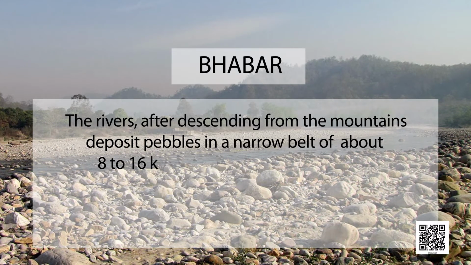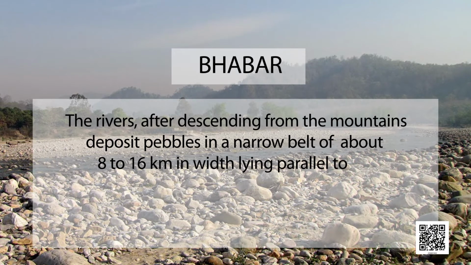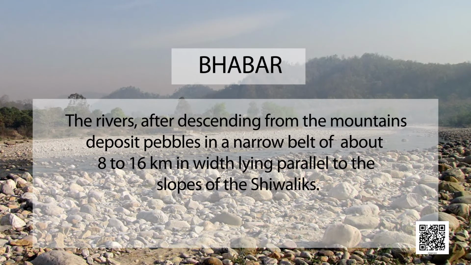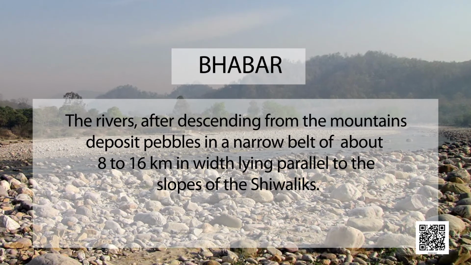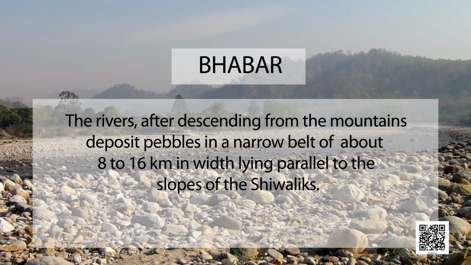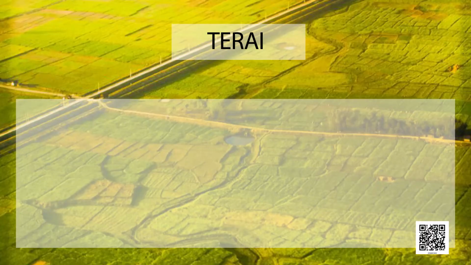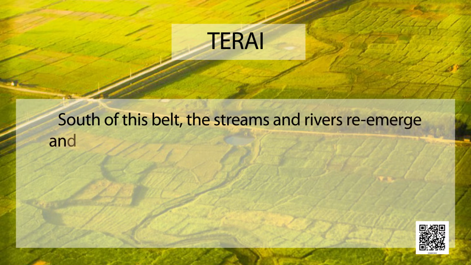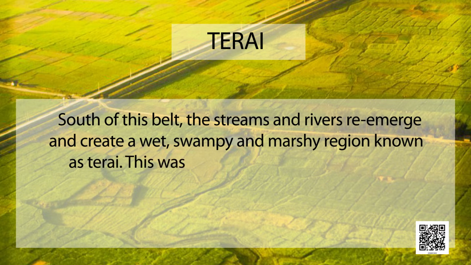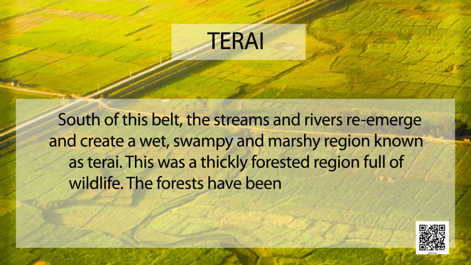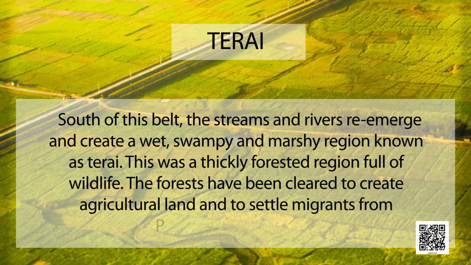to 16 km in width, lying parallel to the slopes of the Shivaliks. It is known as Bhabar. All the streams disappear in this Bhabar belt. South of this belt, the streams and rivers re-emerge and create a wet, swampy and marshy region known as Terai. This was a thickly forested region full of wildlife. The forests have been cleared to create agricultural land and to settle migrants from Pakistan after partition.